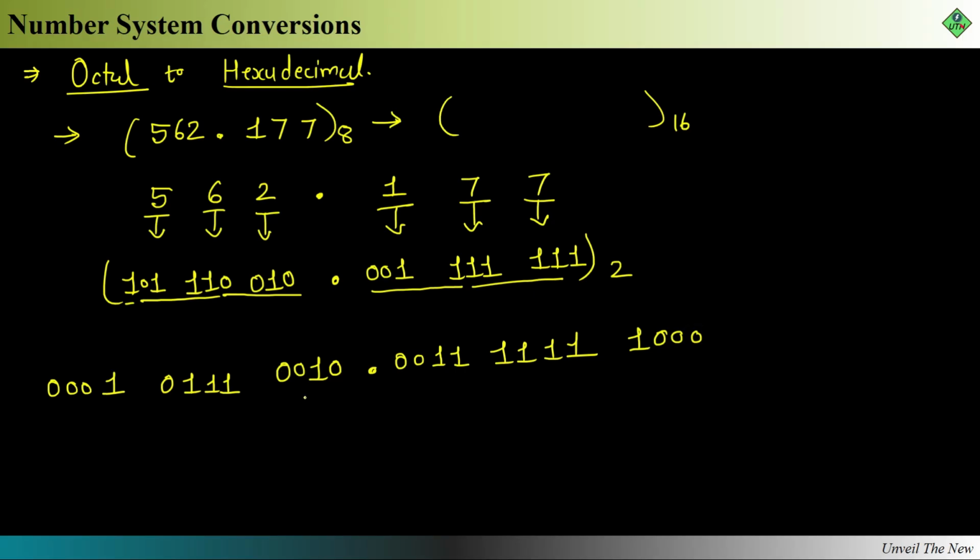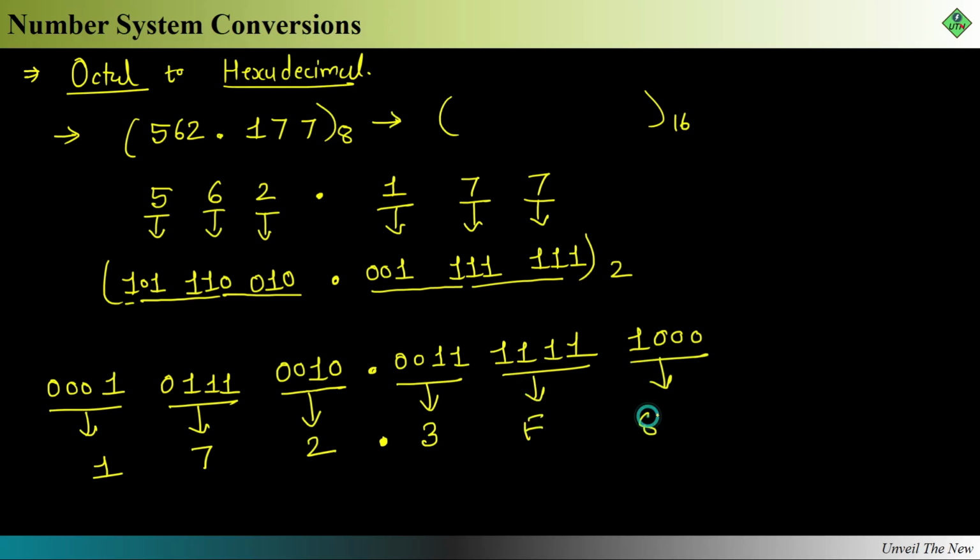After that the last point is we need to write down its equivalent decimal. So 0010 stands for 2, 0111 stands for 7, 0001 obviously it is nothing but 1. Then we are having a point here, 0011 is 3, 1111 is F, and last 1000 is nothing but 8. So this is your answer. So the hexadecimal conversion of the octal number 562.177 is 172.3F8.